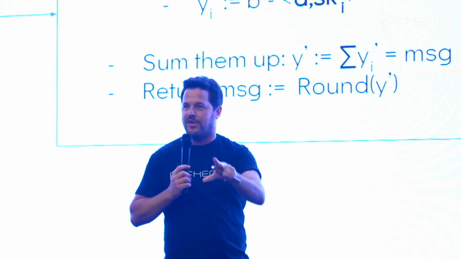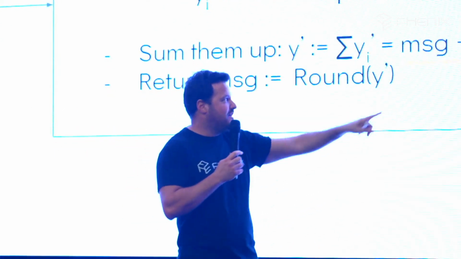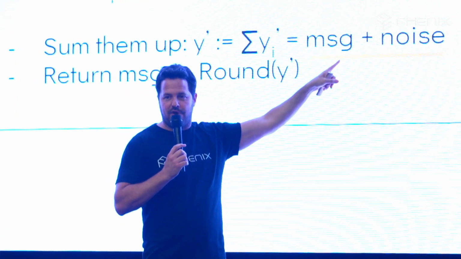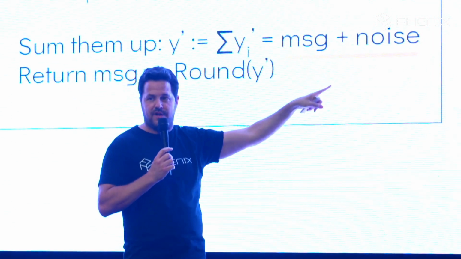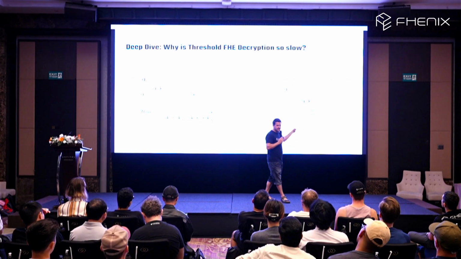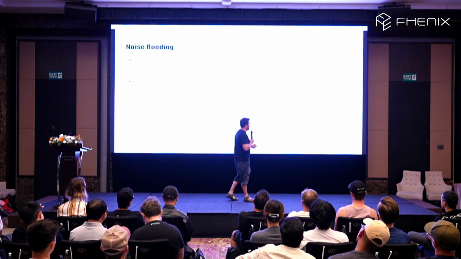This is the important bit. If you didn't get the math, that's fine. This is the important bit. Everything cancels out. The only thing that everyone gets to see is the message plus noise. So this works, like you can threshold decrypt this way, but it's completely insecure.